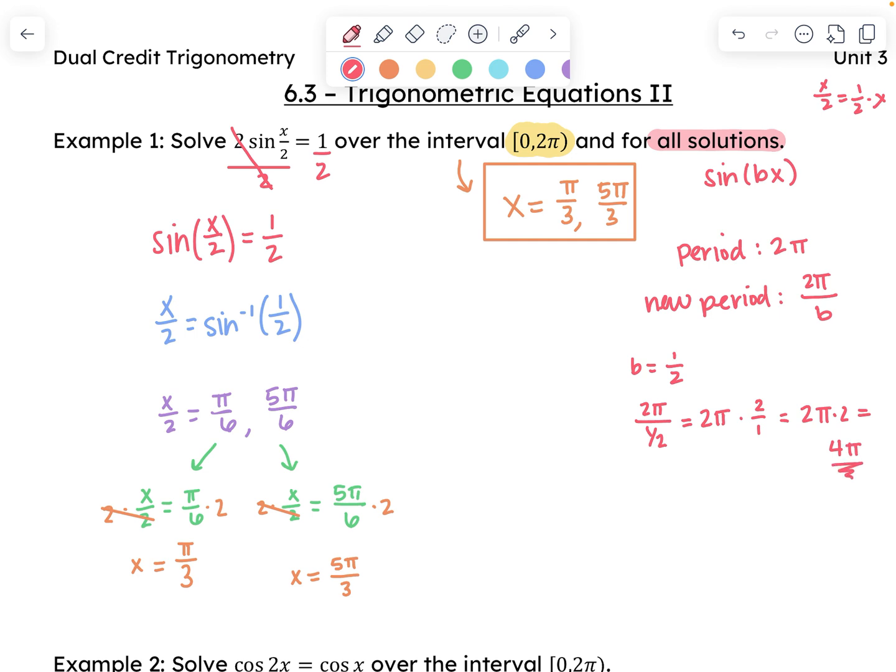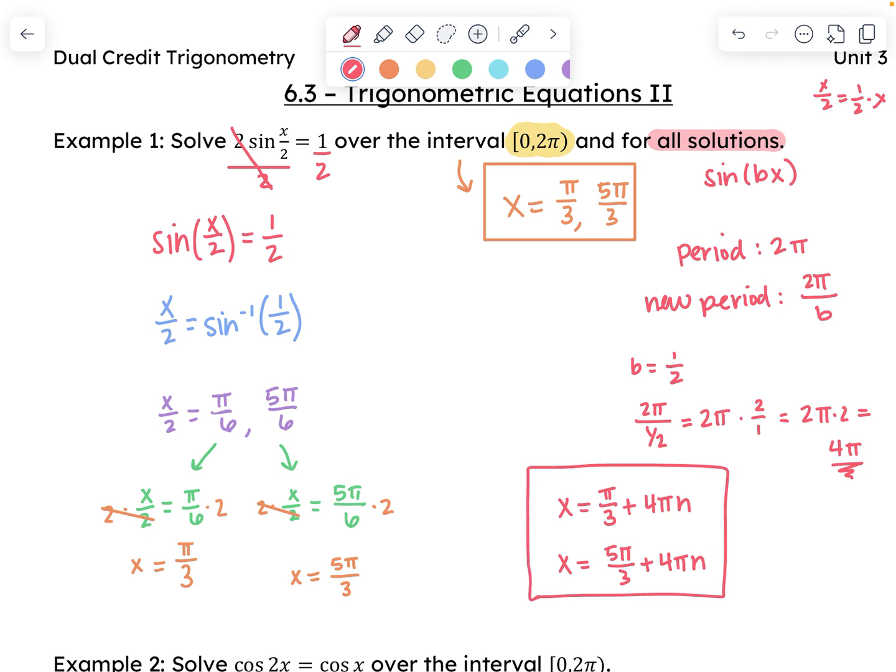So that's my new period that when I write my solution for all solutions, I'm going to do that times n. So I'm going to have x is equal to that pi over 3 plus 4 pi n, and x is equal to the 5 pi over 3 plus 4 pi n. And that would be my answer for all solutions.